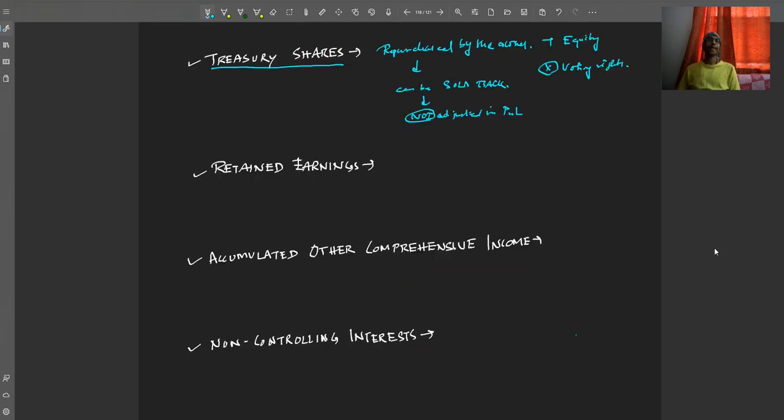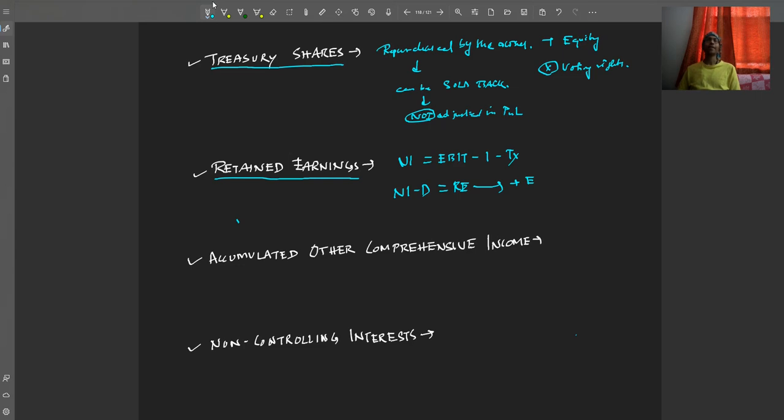Now we come to retained earnings. Friends, net income happens when EBIT has been adjusted for interest and taxes, right? This is net income. Now, when you subtract dividends from net income, what happens is what we call retained earnings. This is added back to the equity component of the company. It is part of the total owner's equity.